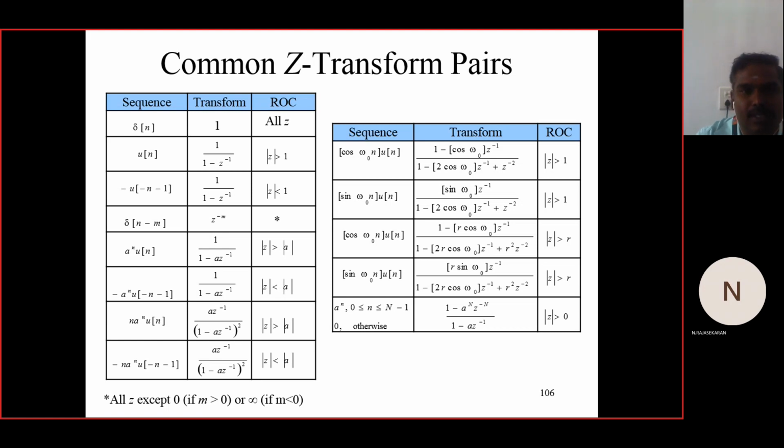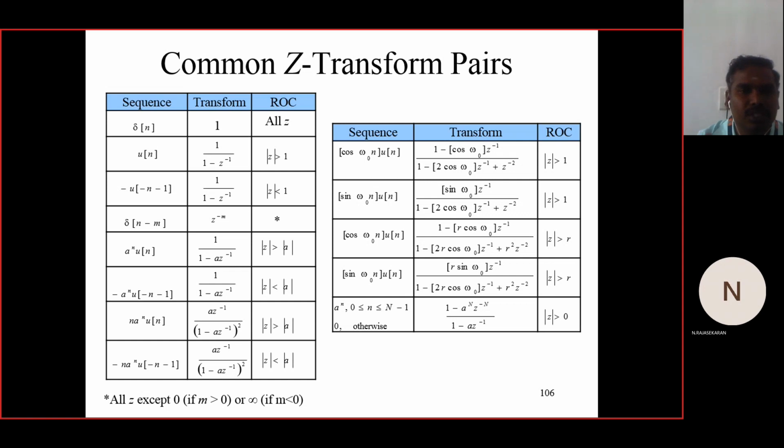Then the common Z transform pairs. If your sequence is delta of n, the transform is 1, so all z is in the ROC. For the sequence u of n, the unit step function, the transform is 1 divided by 1 minus z power minus 1, and modulus of z is always greater than 1, so the ROC is greater than 1. For minus u of minus n minus 1, the transform is 1 by 1 minus z power minus 1, and modulus of z is less than 1.